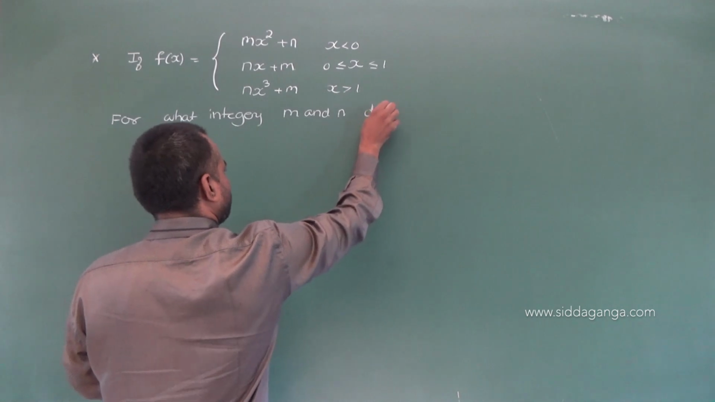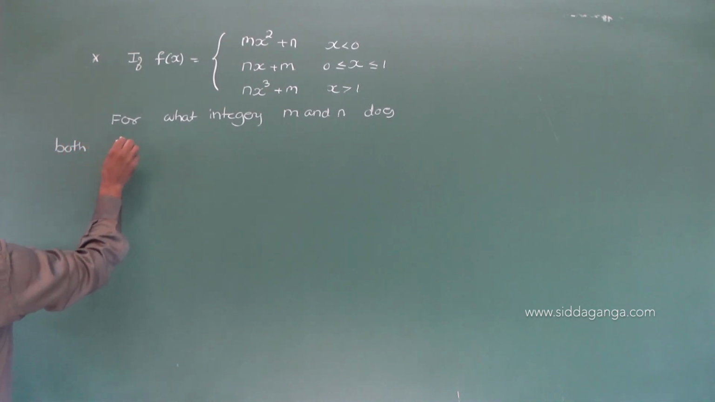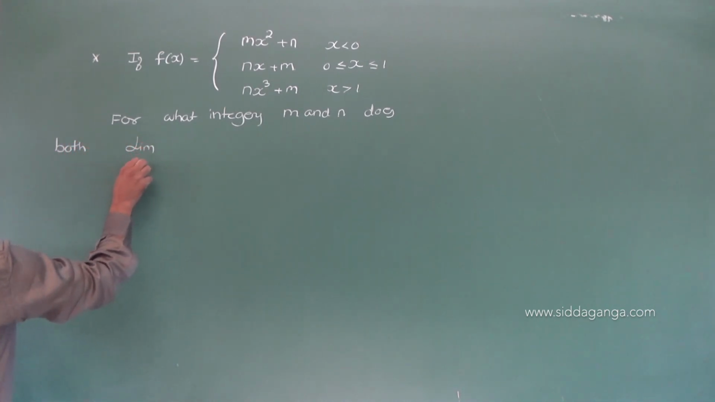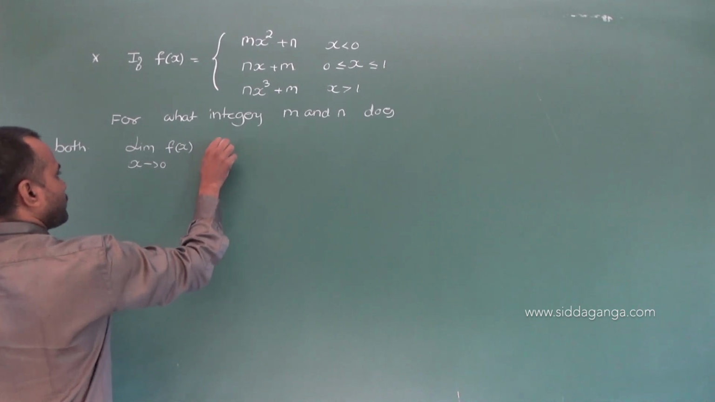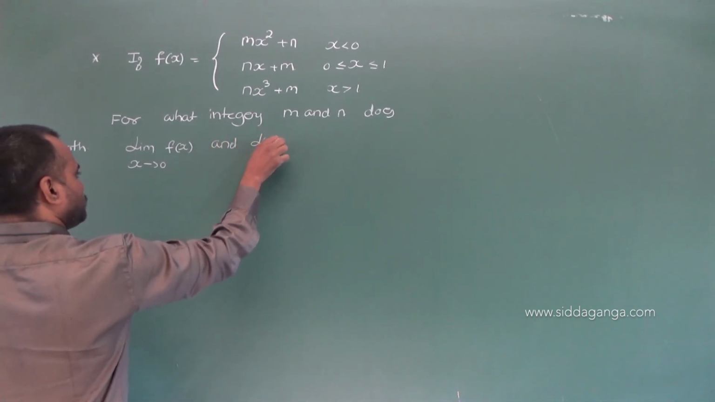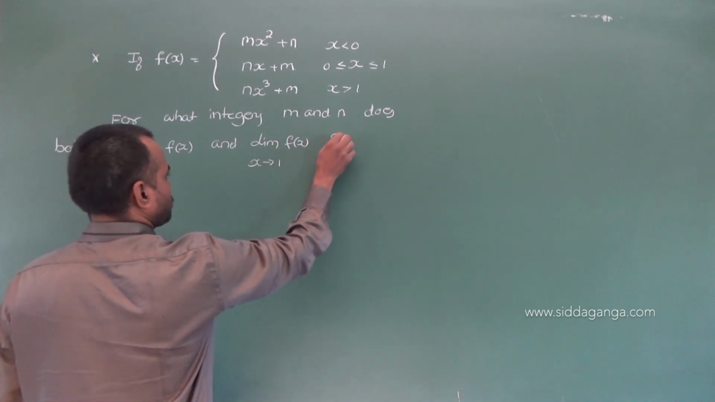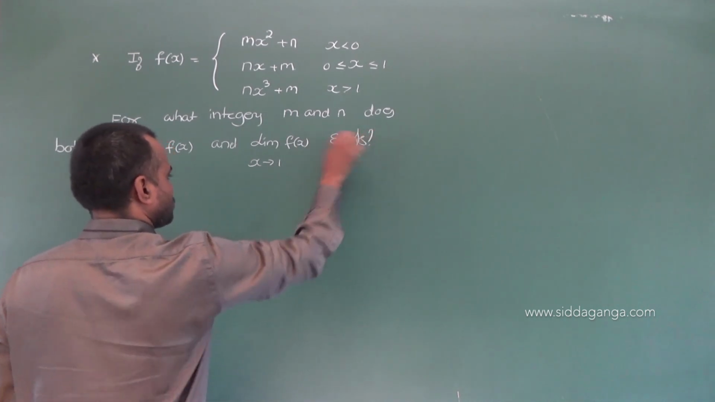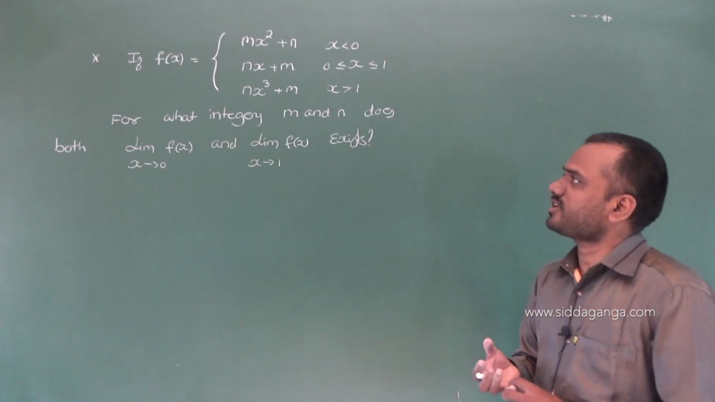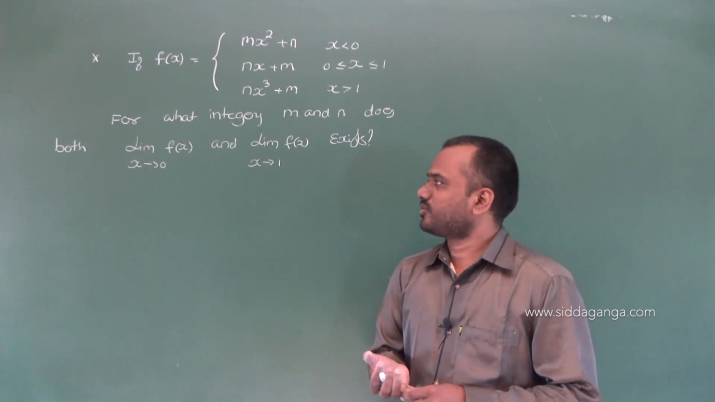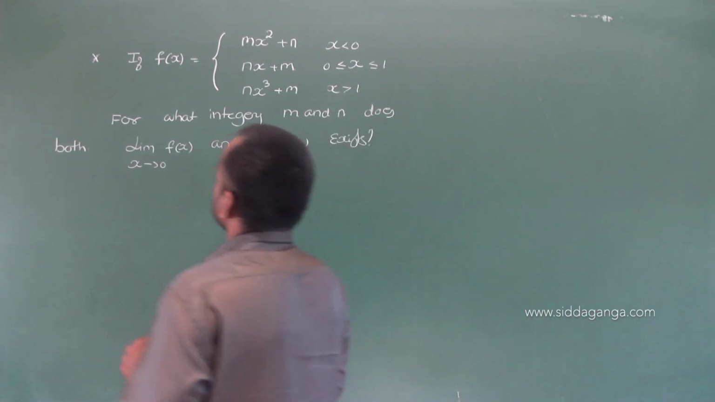does both the limit as x tends to 0 of f of x and the limit as x tends to 1 of f of x exist? This is very important: the limits as x tends to 0 and x tends to 1 of f of x both exist. So this is given.